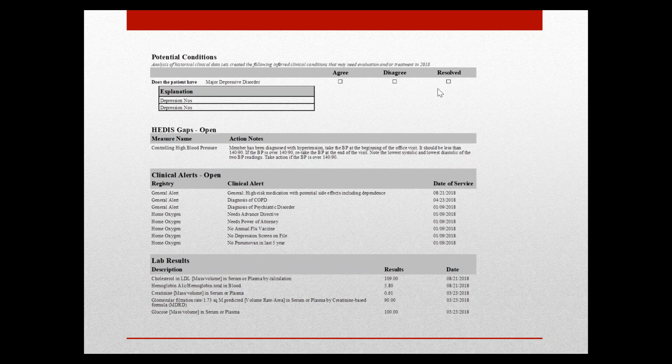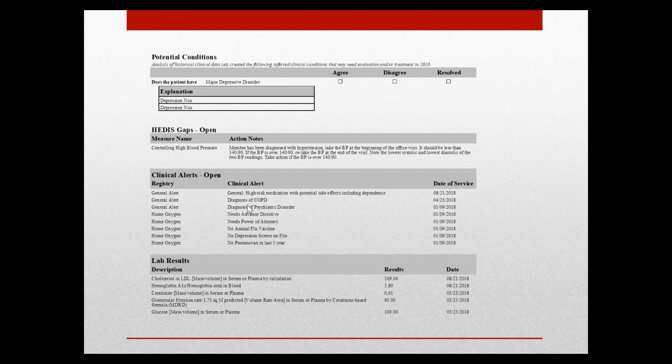And again, these potential conditions are all generated based on different things from labs and medicines that they've filled this year that may not have been coded. Controlling the gap for blood pressure, I'll show you this at the end, but we really need to focus on that. And then here are some clinical alerts that are open.